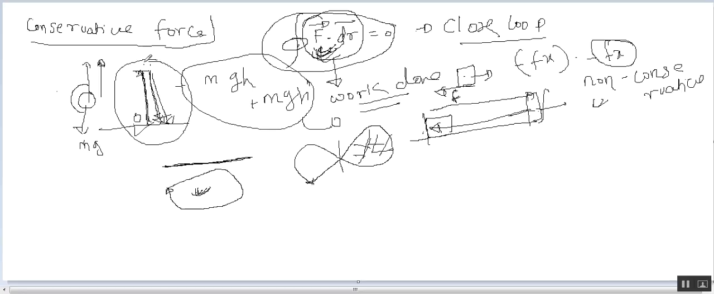Now we are going to discuss potential energy: what is potential energy and how it arises.